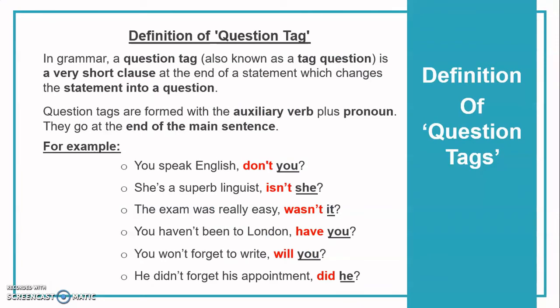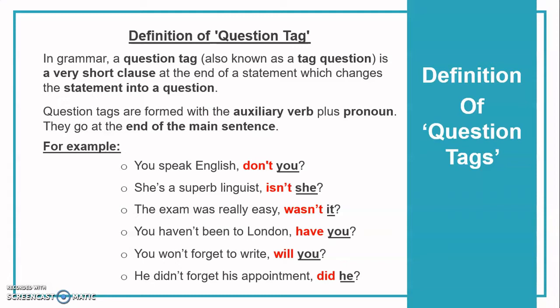So in grammar, a question tag, sometimes referred to as a tag question, is a very short clause at the end of a statement which changes the statement into a question. Question tags are formed with an auxiliary verb plus a pronoun, and they go at the end of the main sentence or statement. Look at the following examples. You speak English, don't you? She's a superb linguist, isn't she?